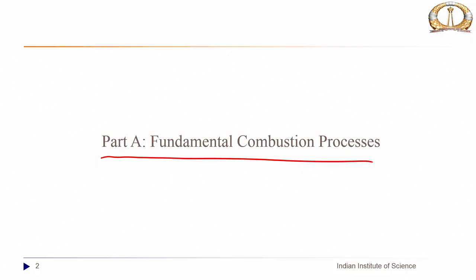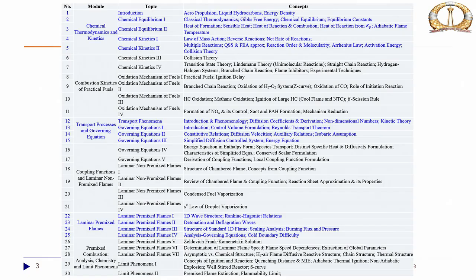So, that is why this whole course essentially could be split up into 3 parts. The first part, we have discussed fundamental combustion processes. Okay. So, if you remember, here we have the modules, we have the topics in this. The first column is the serial number of the lectures, the second column is the module it covered, the third column is the topic it covered, and the fourth column is the concepts that we covered.